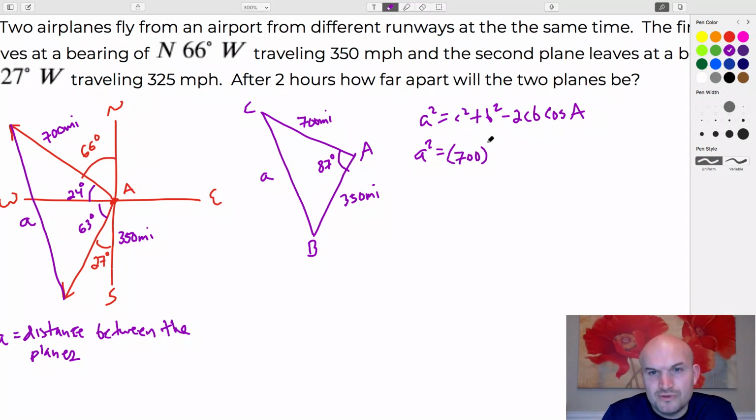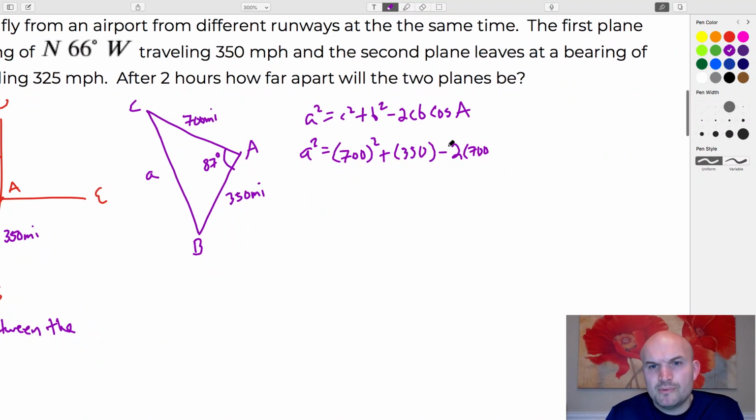700. Now I'm not going to include the units just to save me some writing. 350 minus 2 times 700. Oh, please tell me I have more room. Okay. 700 times 350 times the cosine of 87.